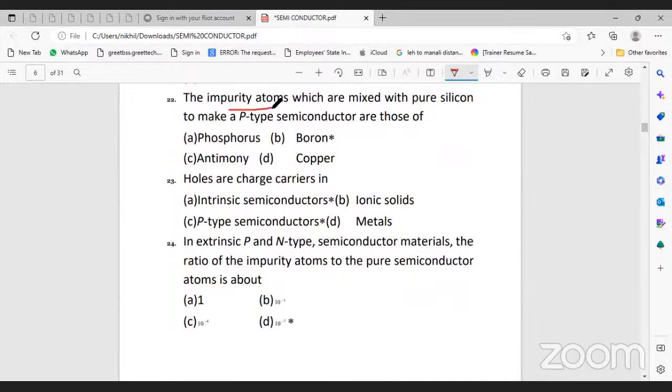The impurity atoms which are mixed with pure silicon to make a P-type semiconductor: in order to get a P-type semiconductor, it should be doped with a trivalent, that is boron. Boron is trivalent. Holes are the charge carriers in a P-type semiconductor, so it must be a P-type semiconductor.